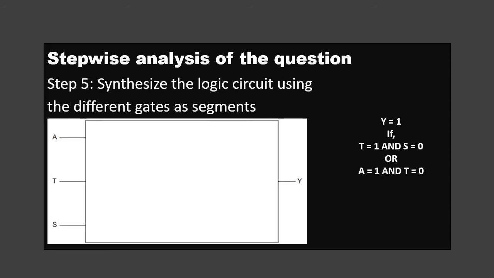In step number 5, we'll be just trying to synthesize the logic circuit using the different gates as segments. This refers to just drawing it as a trial and error using the different gates that we know from the statement. The statement says that Y equal 1 if T equal 1 and S equals 0. That's the first statement. The second is A equal 1 and T equals 0. That's the second statement. And there is an OR in between. So these statements give the hint that there is an AND gate between T and S, another AND gate between T and A, and an OR gate in between these two gates.